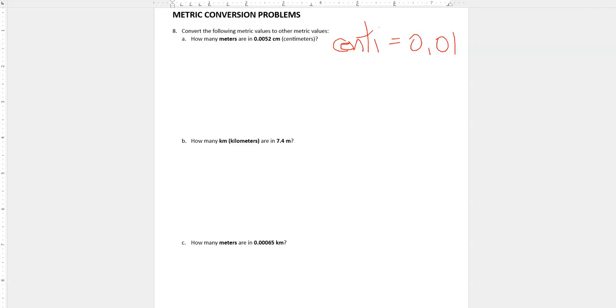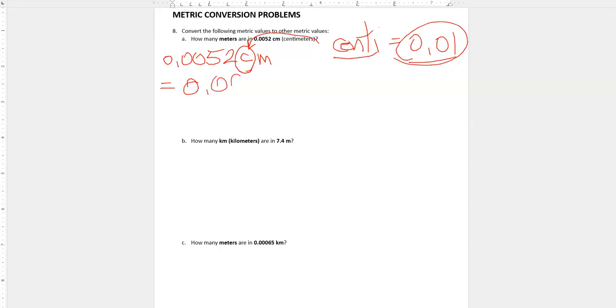And if you assume that this prefix is equivalent to this number, you could take something like 0.0052 centimeters, and I'm going to separate the C and the M to remind you C is this abbreviation, centi. And all we're going to do is replace the C, which is centi, with the number. So we now have that this is equal to 0.0052 centi, which is 1/100th, meters. Well, that means we just multiply these two numbers together to get how many meters we have.